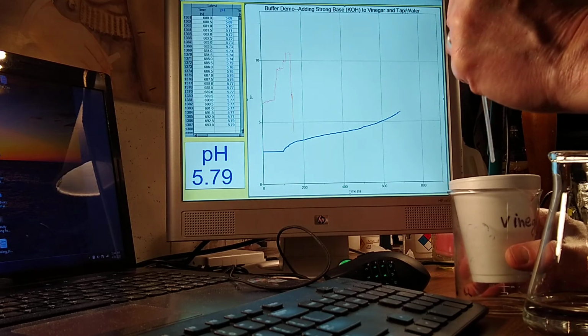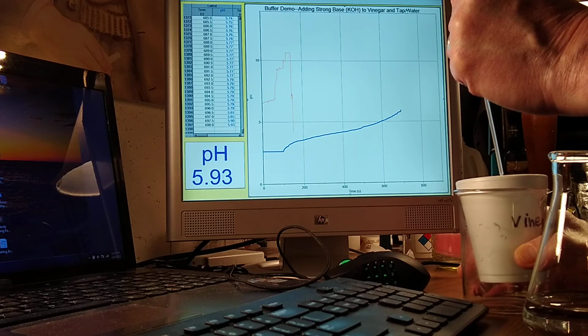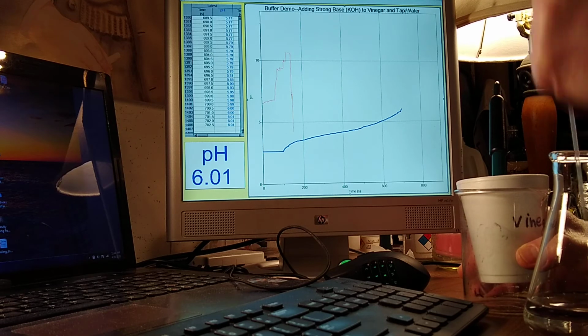We're getting closer here. Let me start adding it a little faster here. Oh, now it's starting to spike. Maybe I'm going through the equivalence point. Looks like I'm getting close.